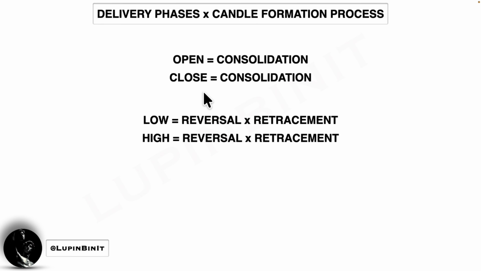So each process that is utilized for the formation of a candle can be associated with a delivery phase. Delivery phases being part 2 of this series. So with each respective process, starting with the open, it can be connected with the delivery phase of consolidation. The close can also be connected with the delivery phase consolidation. The low and high process, however, can both be connected to the reversal and retracement delivery phase. Reason why being is because it ultimately depends what type of candle is being framed, which can only be one of three: bullish, bearish, or an indecisive candle.